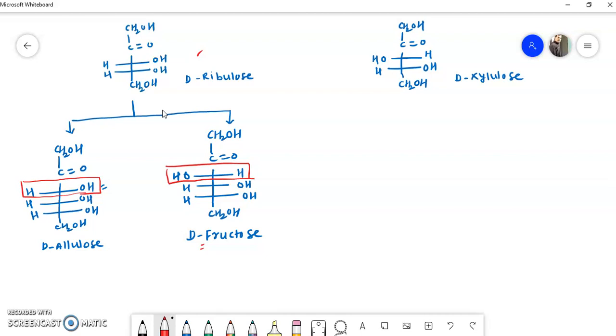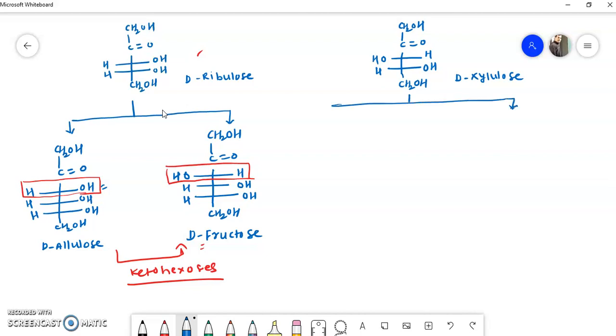So from D-ribulose we can draw 2 structures, D-allulose and D-fructose, and both these are called as ketohexoses. Remember, ketohexoses, because number of carbons are 6, therefore they are known as ketohexoses. Now as like this D-ribulose, we can draw the 2 structures from this D-xylulose as well.